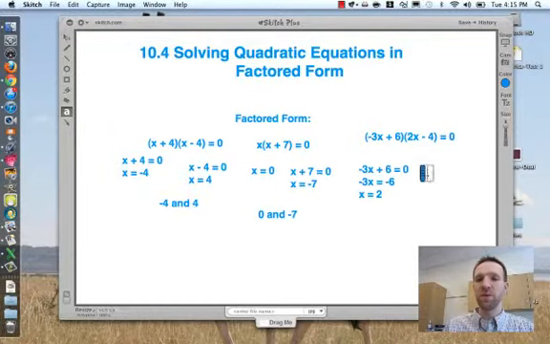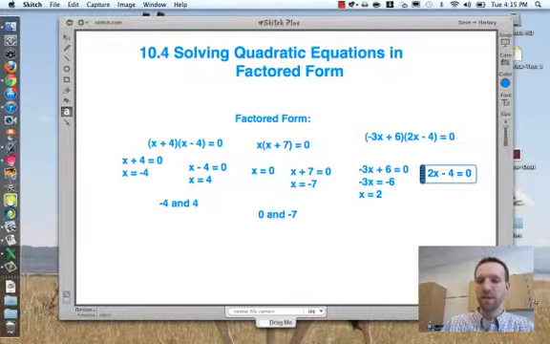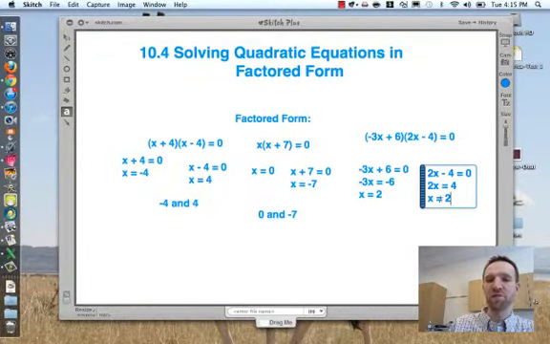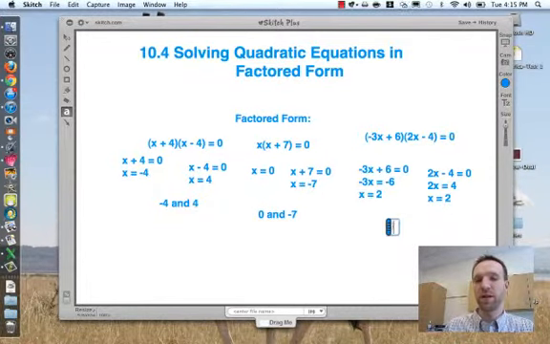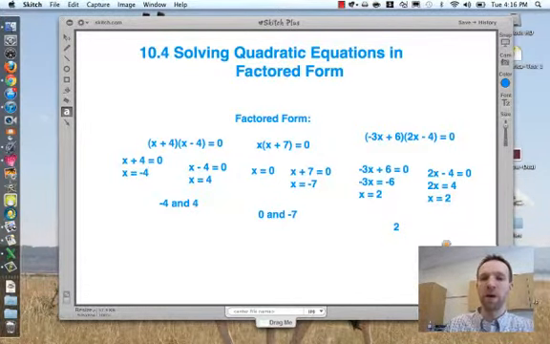Then for the second one, we'll take 2x minus 4 equaling 0. Add 4 to each side, we get 2x equals 4. Divide each side by 2, x equals 2. And look at that, you actually get the same answer. I did not plan for that. If this was a different number, then you'd have a different answer. Just worked out this way that there's two exact answers, so your final solution for this quadratic equation in factored form is just 2.